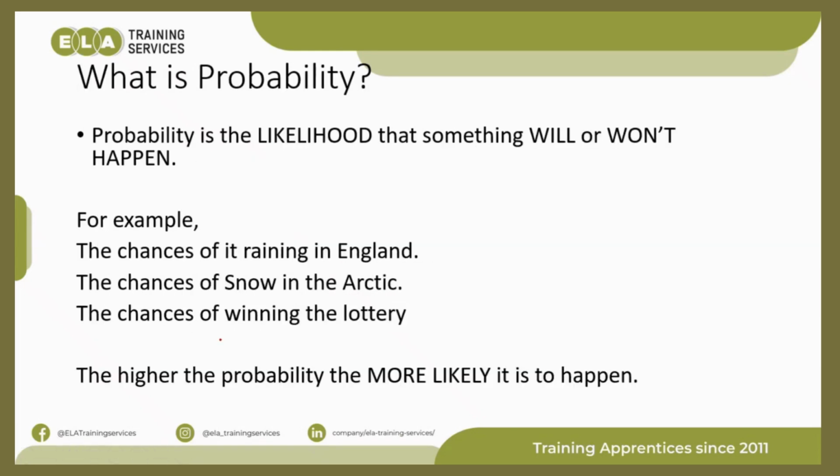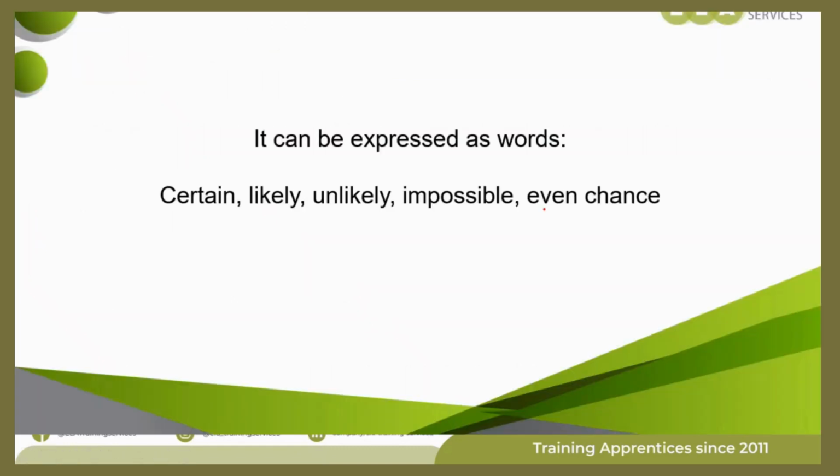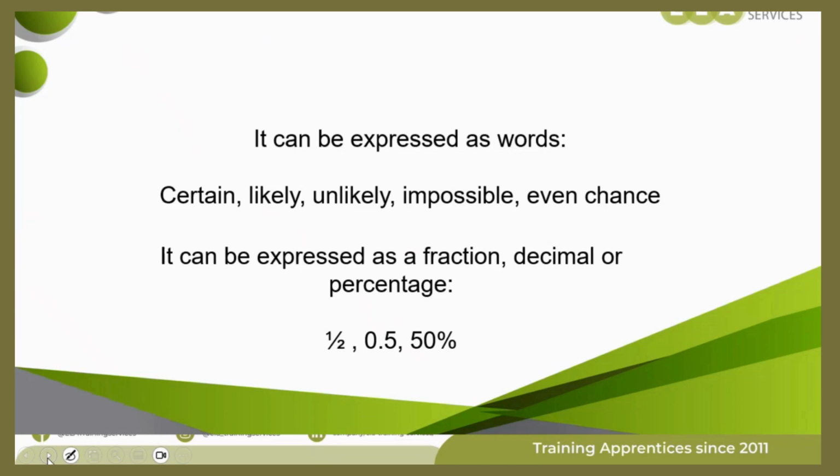So first, what is probability? Probability is the likelihood that something will or won't happen. So for example, the chances of it raining in England, the chances of snow in the Arctic, and the chances of winning the lottery. The higher the probability is, the more likely it is to happen. And we can express probability as words. So for example, the words certain, likely, unlikely, impossible, even chance. And it can also be expressed as a fraction, a decimal, or percentage.